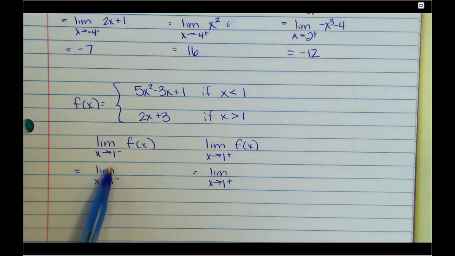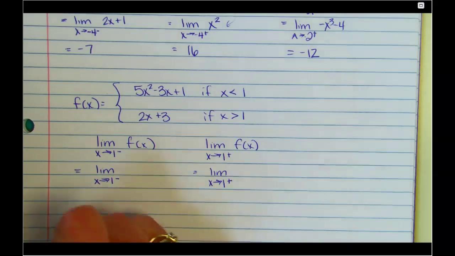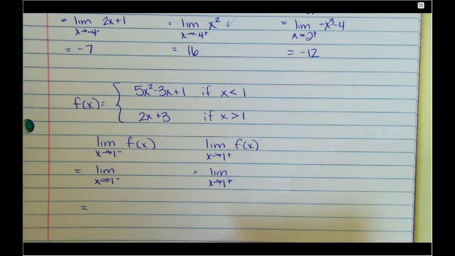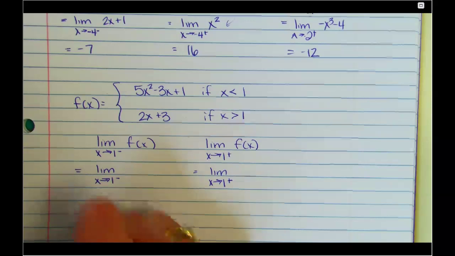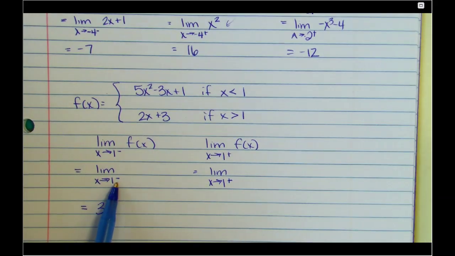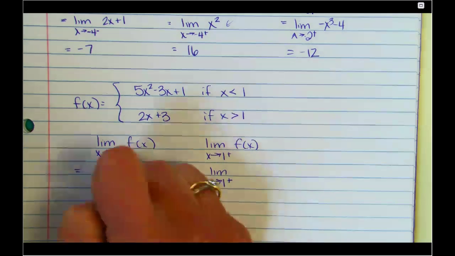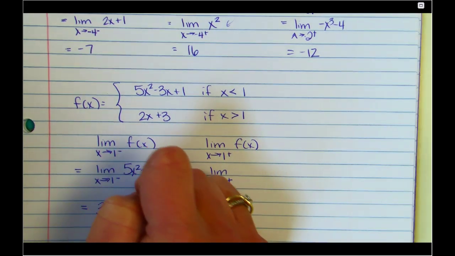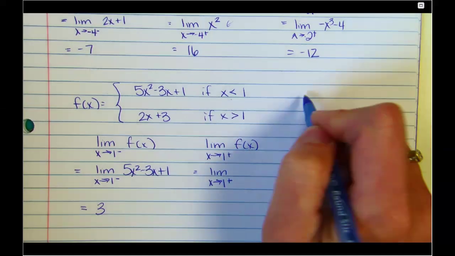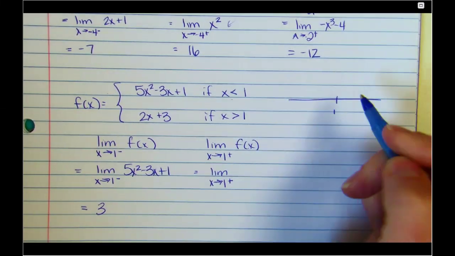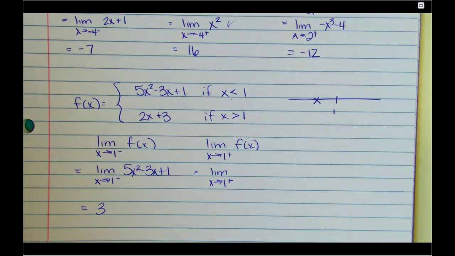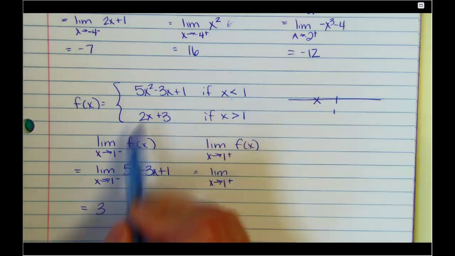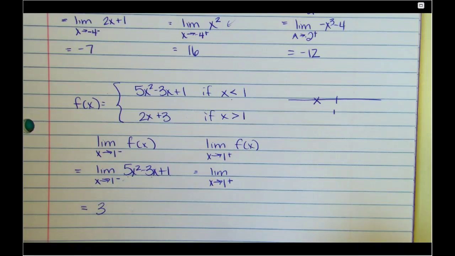Okay, if we're talking about the limit from the left, the answer is what? It's 3. Okay, which piece are we using for from the left? Yeah, because we got 5x squared minus 3x plus 1. Because, again, if you think number line, we're talking about the left side of 1, that's less than 1. And then just plug in your 1. So 5 minus 3 plus 1 is 3.